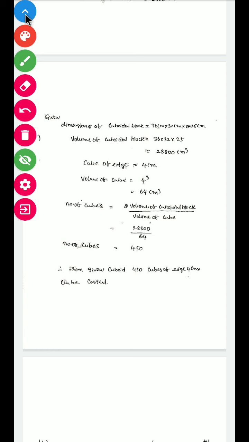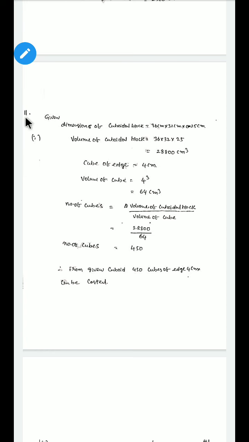Now go to question number 11. Question number 11 says: a cuboidal block of metal has dimensions 36 centimeter by 32 centimeter by 0.25 meter. It is melted and recast into cubes with an edge of 4 centimeter. So how many such cubes can be made?